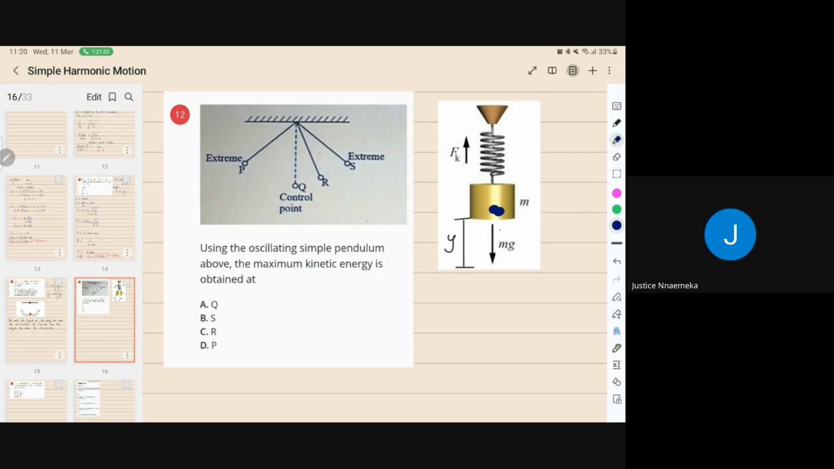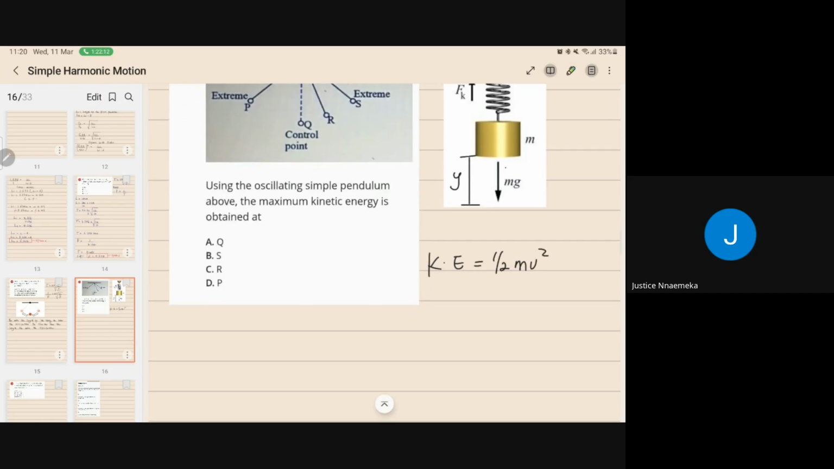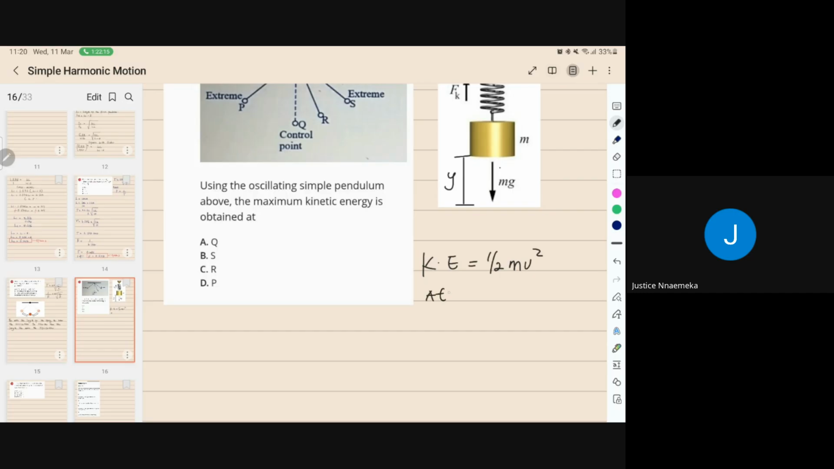But from that mean position, that fixed position we talked about, which is the equilibrium position or the rest position, velocity there is going to be at maximum. Now remember that kinetic energy, KE, is equal to half mv squared. Now, at extreme positions, we have that v is equal to 0. So kinetic energy is equal to 1/2 mass times 0. So kinetic energy is equal to 0.